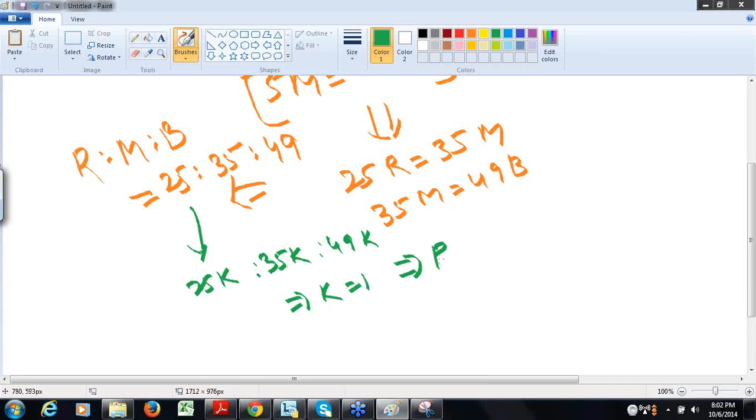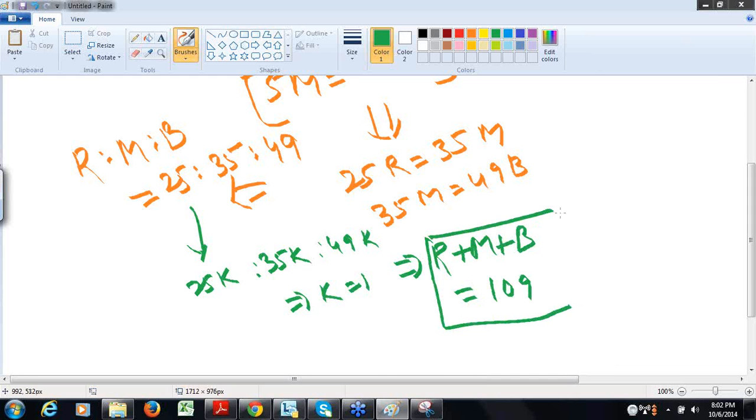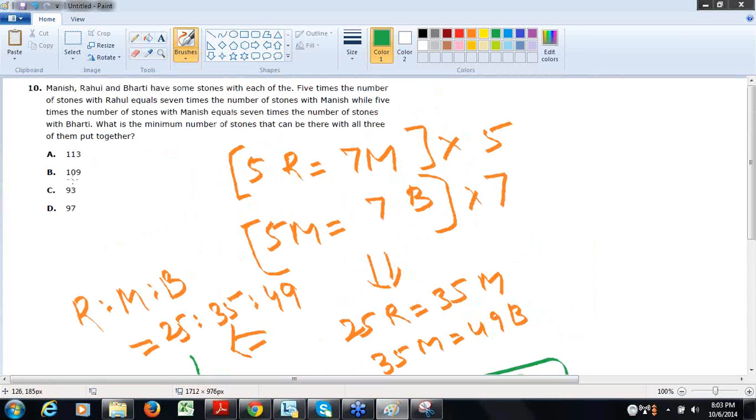Which implies R plus M plus B is equal to 25 plus 35 plus 49, that is 109. So 109 will be the minimum value of the number of stones. Yes, we have option B as 109. We'll go ahead and mark option B.